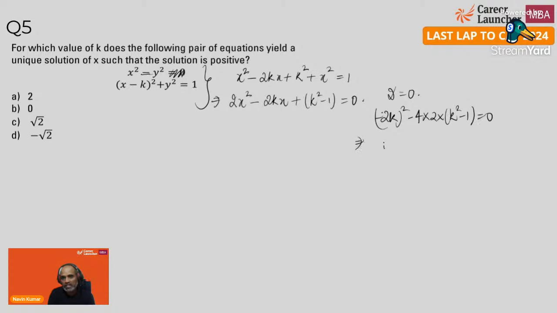So we are basically saying 4k square minus 4 into 2, 8k square plus 8 is going to be 0. We are basically saying 4k square is equal to 8, or we are basically saying k is equal to plus minus root 2, right? Okay. So k square, k is going to plus minus root 2.